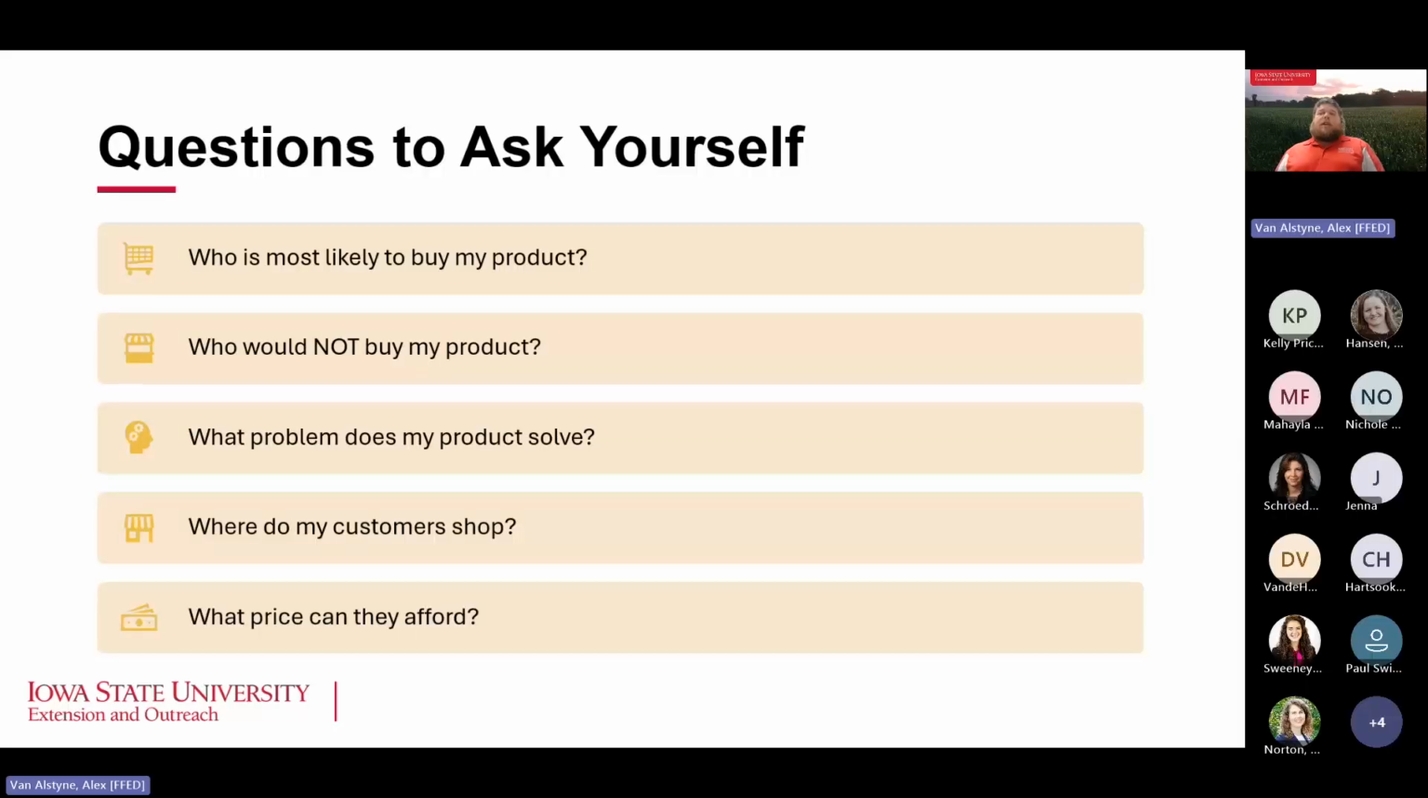As you work through identifying your customer, these are some of the key questions to keep in mind. Who is most likely to buy your product? And just as important, who isn't? What problem are you solving for them? Where are they already shopping? And what can they realistically afford? If you can clearly answer these, you're in a really strong position to build something that sells.